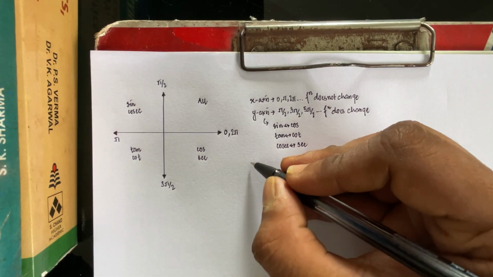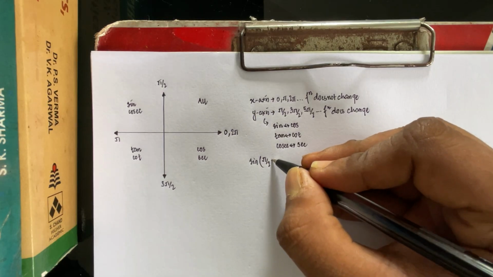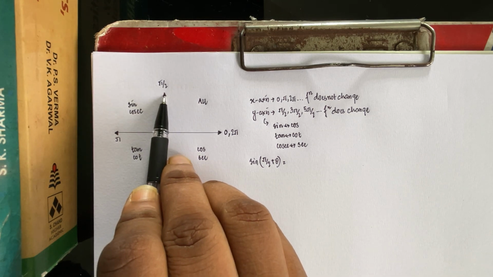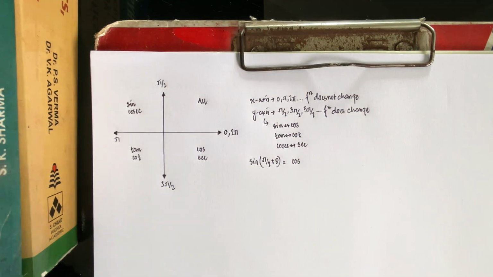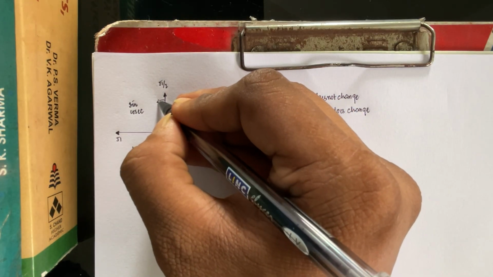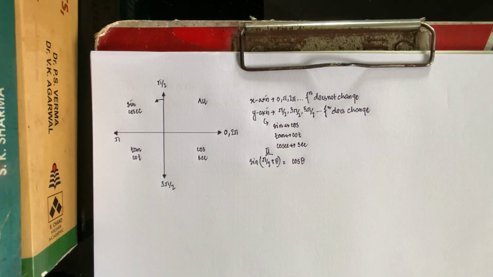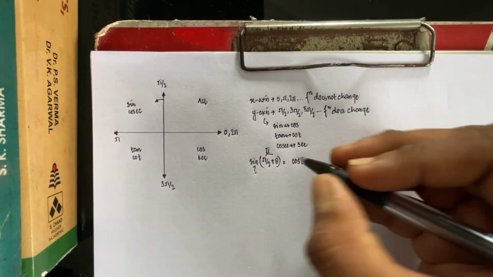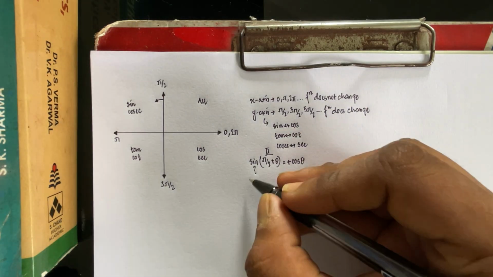For example, if I give you some examples like sine of pi by 2 plus theta. Now, pi by 2 is falling along the y-axis, so this sine will be converted to cos. Now pi by 2 plus theta will be somewhere in the second quadrant only, and in the second quadrant the value of sine is positive, so it will be plus cos theta.